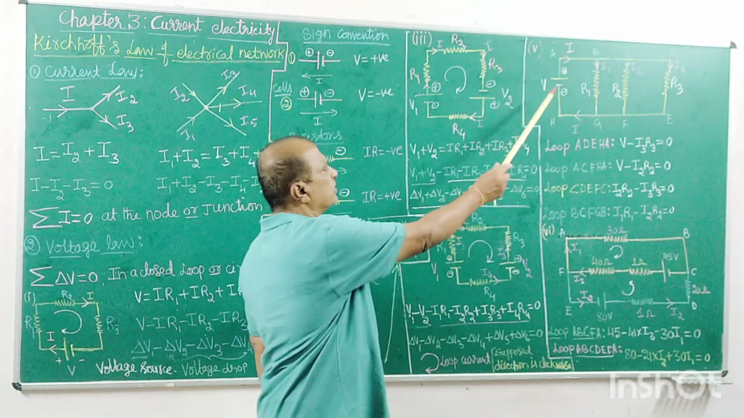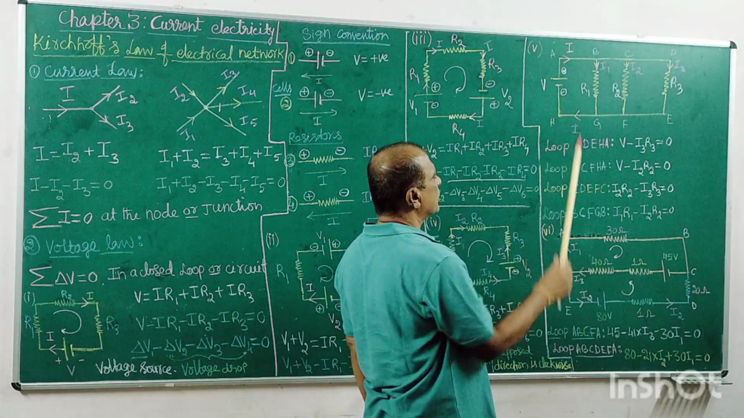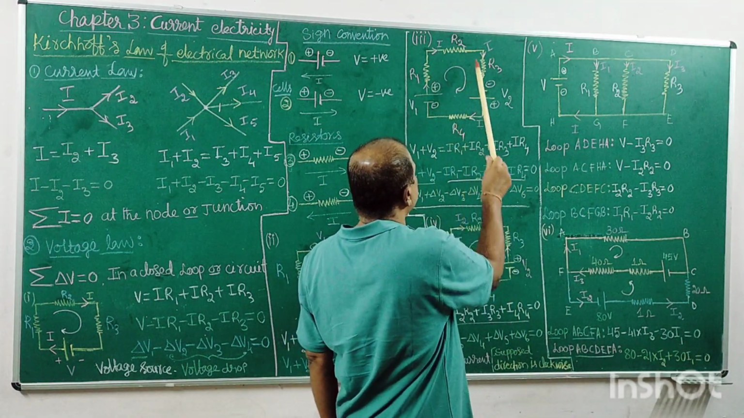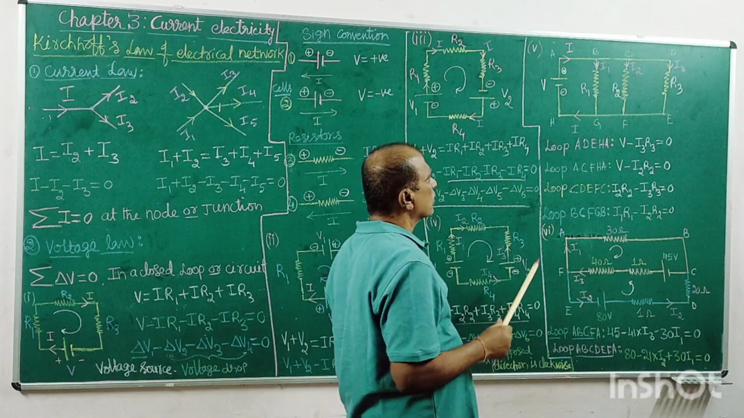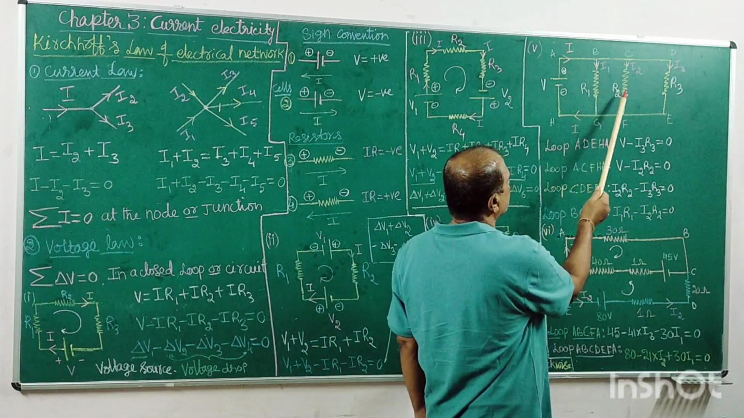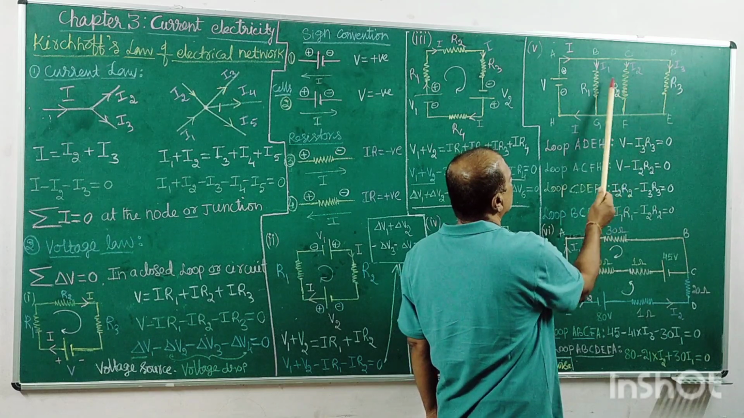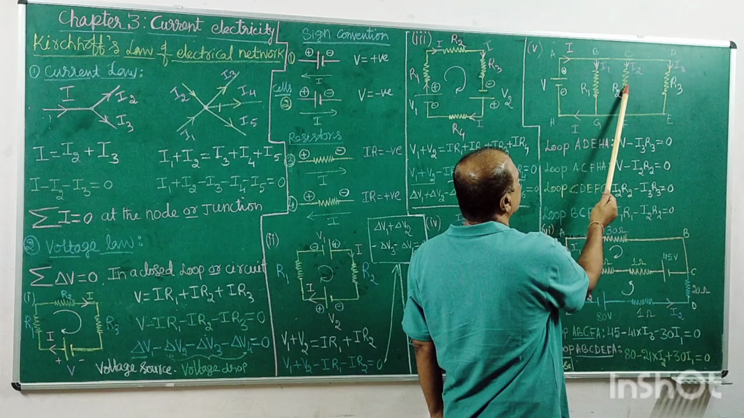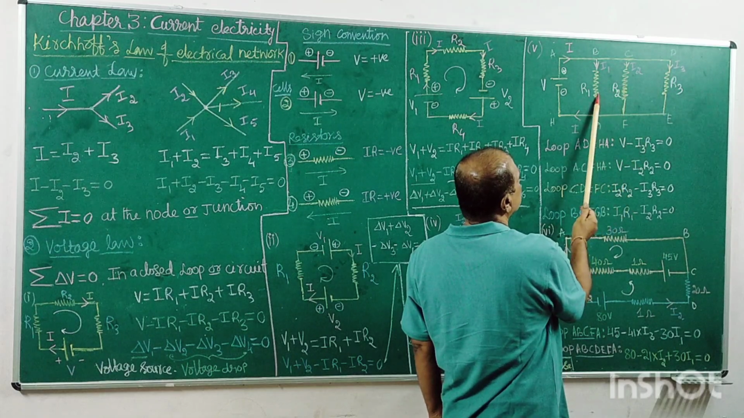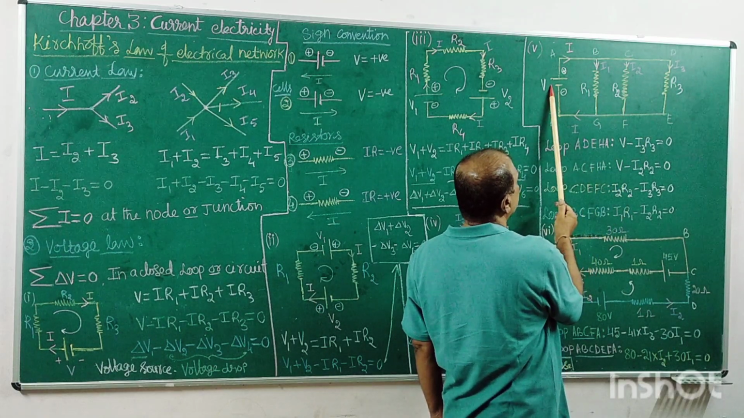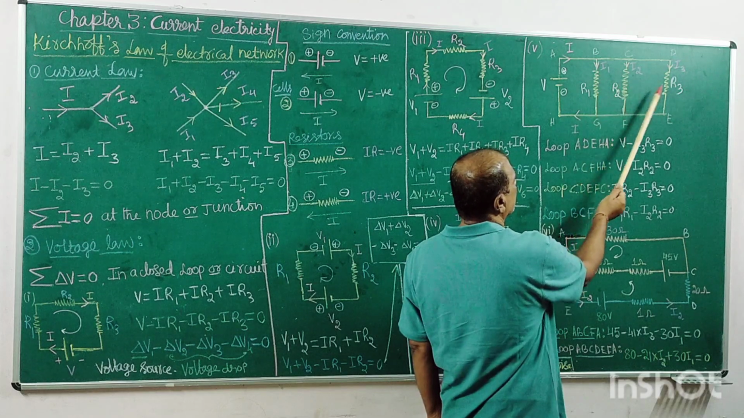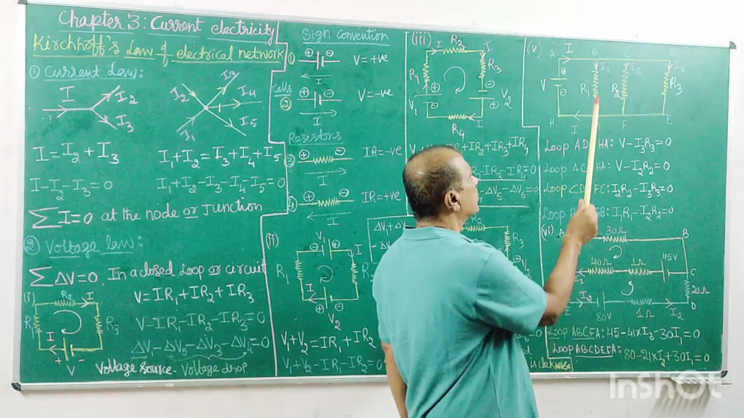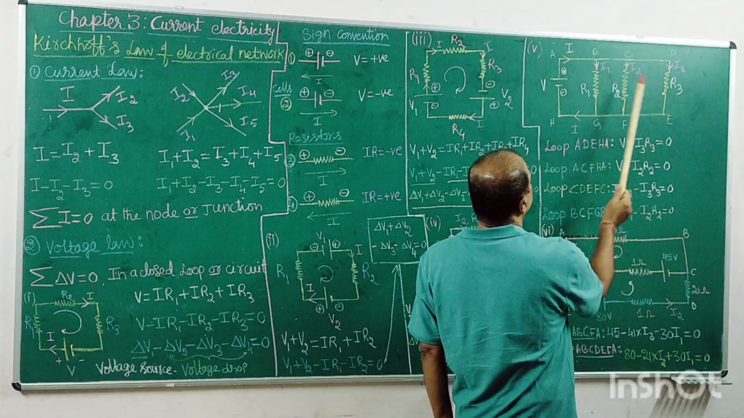Next is a circuit like this. The difference here: in these closed loops you have the resistors connected in series. Here the resistors are connected in parallel. If they are connected in parallel, what is the potential difference? The same potential is applied. Recall that for resistors in parallel, there is the same potential at this, at this, at this. This is the potential.